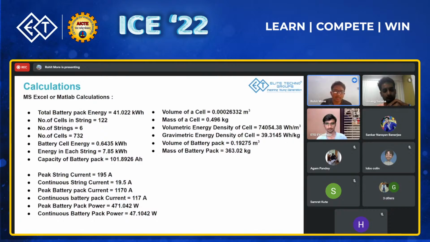As you can see here, the total battery pack energy is nearly 41 kilowatt hour, the total cells in each string are 122, and a total of 6 strings are used. That makes a total of 732 cells of A123 Systems. Here are some parameters that I have calculated using the MATLAB Simulink model. The mass of each cell is 0.469 kilogram, and that makes the whole battery pack 362 kilogram.